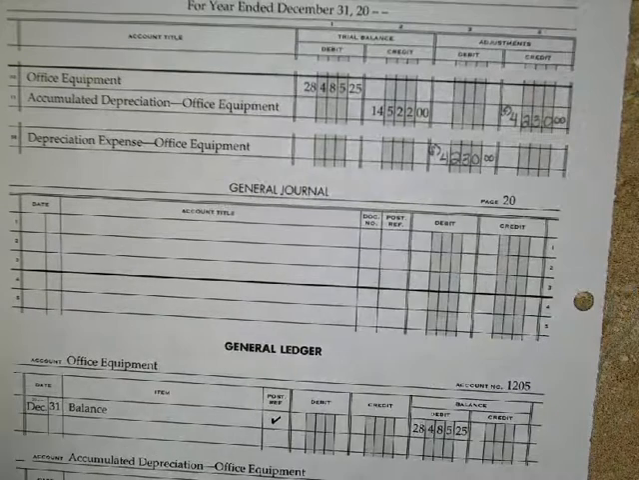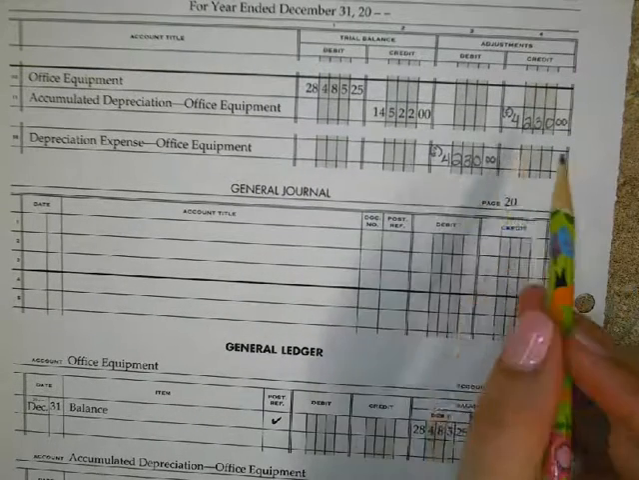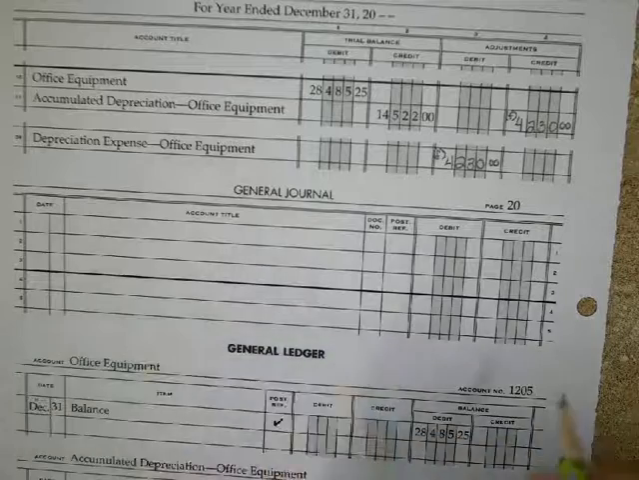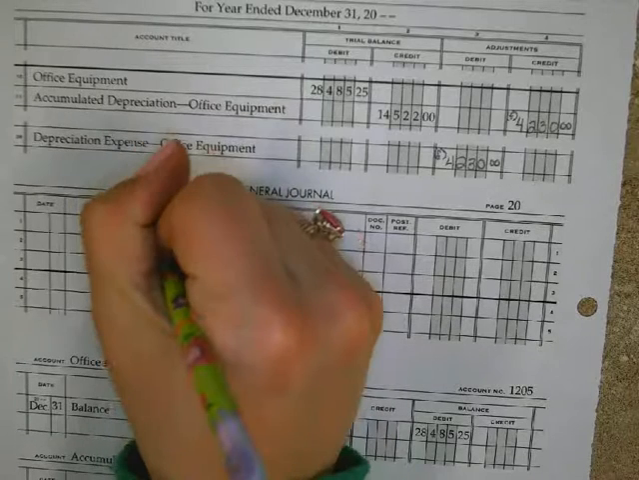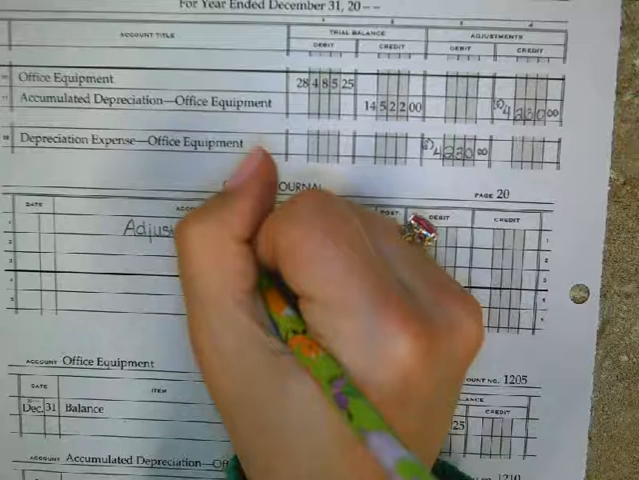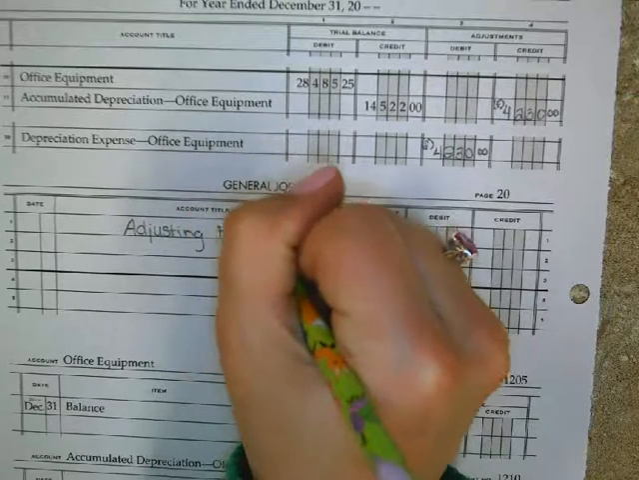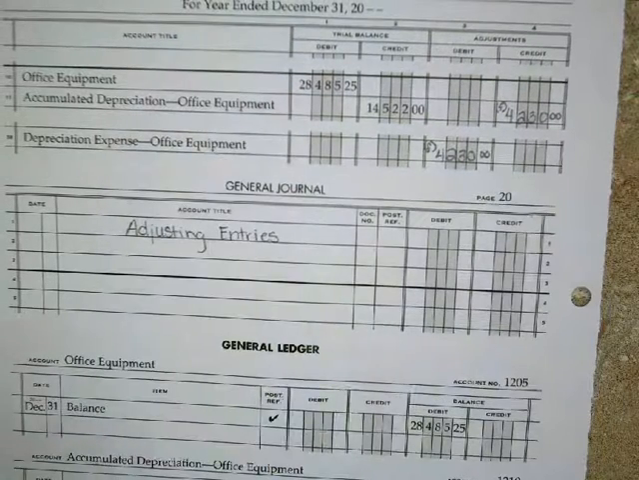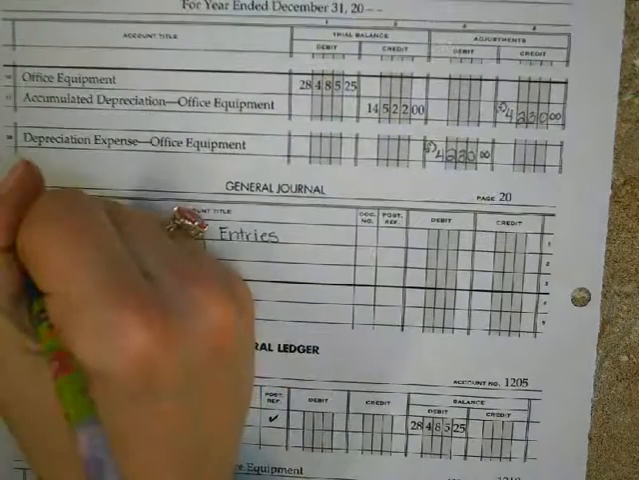Okay, now once I've done that adjustment, I need to go and journalize that adjustment. So I need to label it as adjusting entries first. I'm going to put in the date.